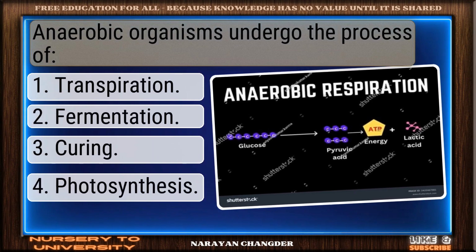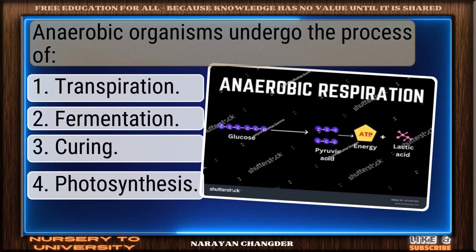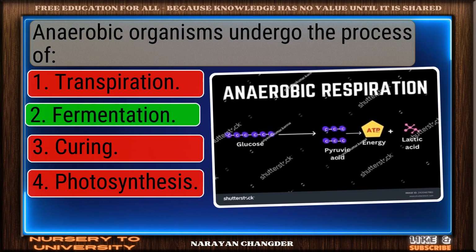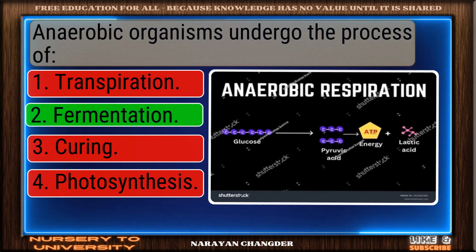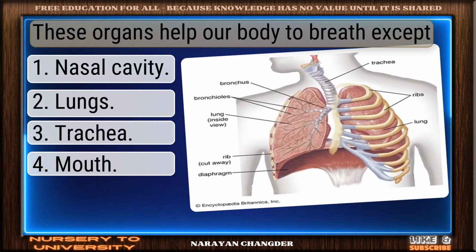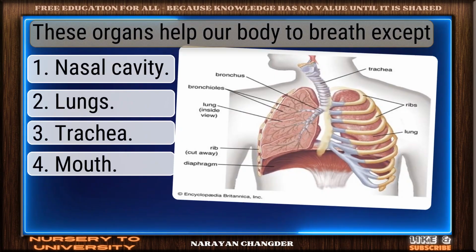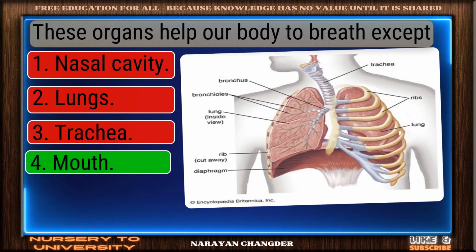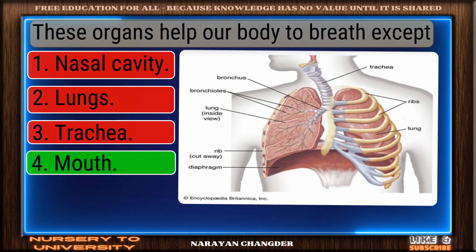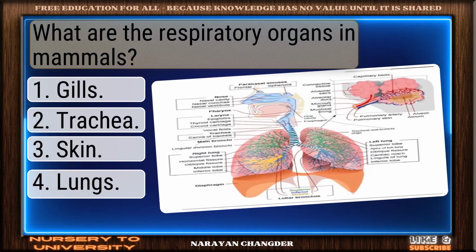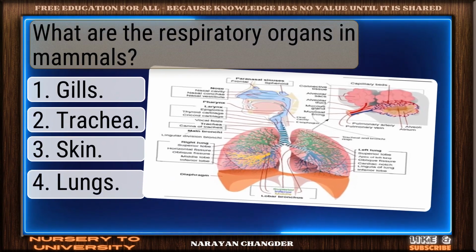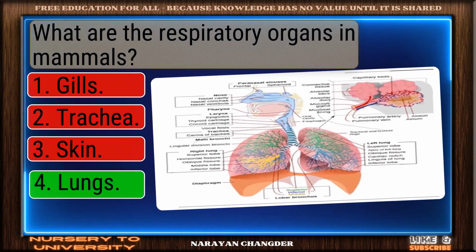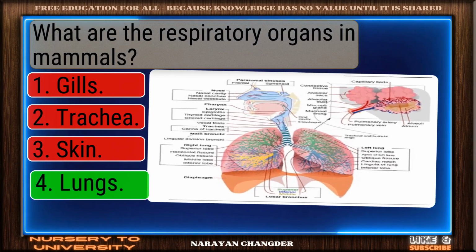Question number 82. Anaerobic organisms undergo the process of. Sharp thinking. Fermentation is the right choice. Question number 83. These organs help our body to breathe except. Good job. Your answer mouth works well here. Question number 84. What are the respiratory organs in mammals? Nicely done. Lungs is a solid answer.